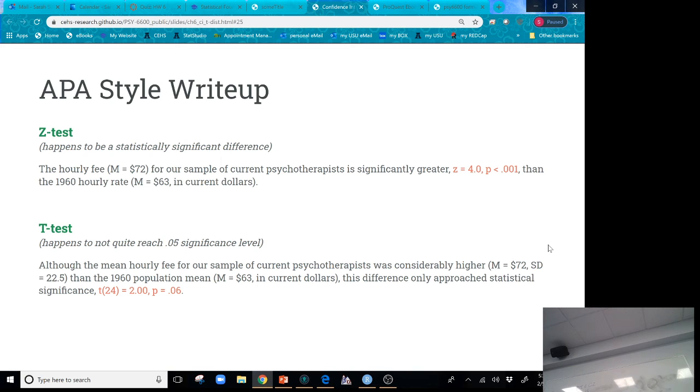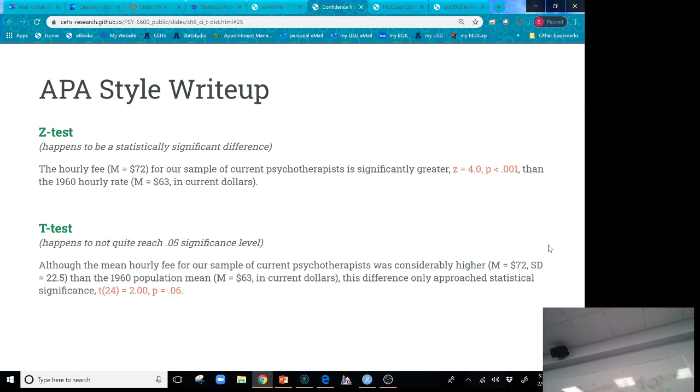Now, typically, the Z or the T, we typically use 2 decimal places. This is only showing 1. I realize that. The p-value, we typically use 3 decimal places. So if it's tiny, we say p is less than 0.001. Do I need a 0 in front of that decimal? No. Would I need a 0 in front of this decimal? Yes.